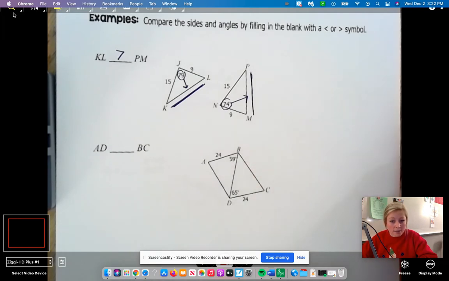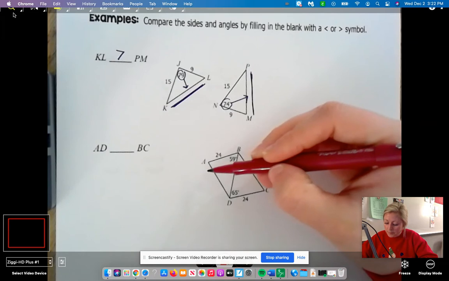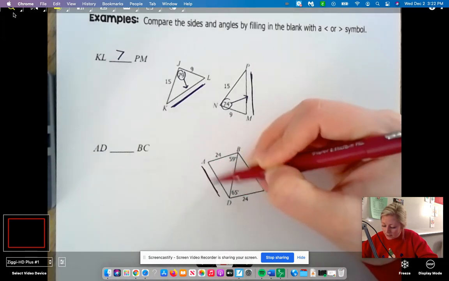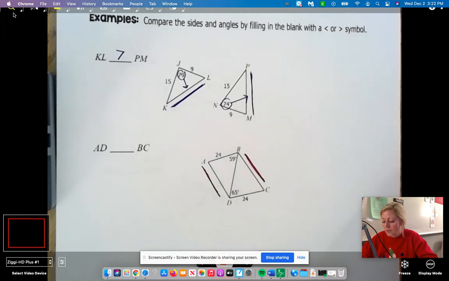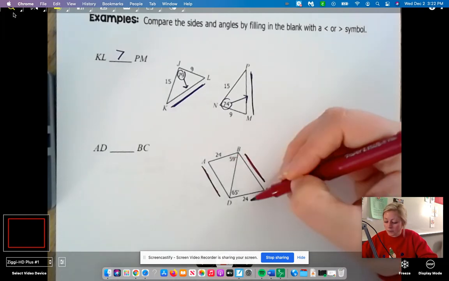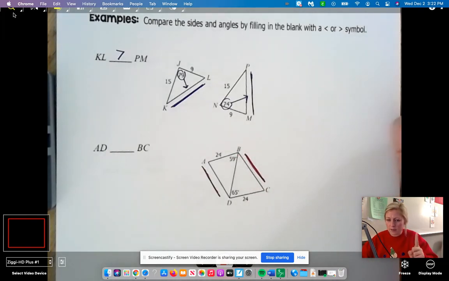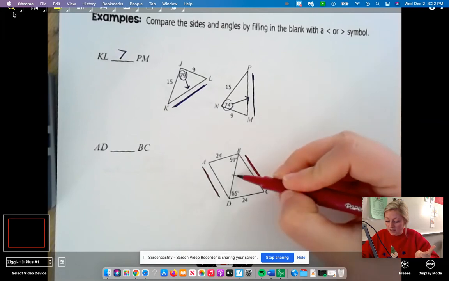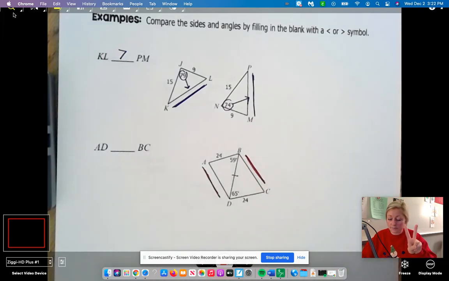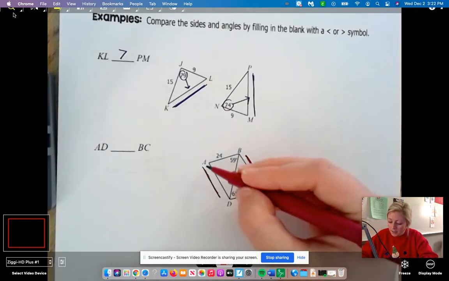Okay, our triangles can share a side, that's okay. They want us to compare AD, so this side here, and BC. Now let's check. I have a 24 and a 24, so that's one pair, but I don't have anything else. But you guys are smart cookies. We know that they share a side, which means it's congruent to itself, so there's our second. And now we can compare.